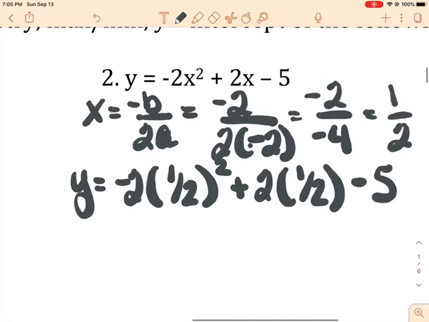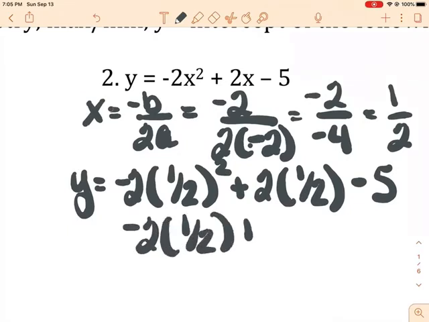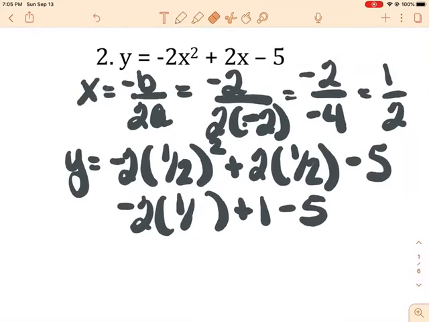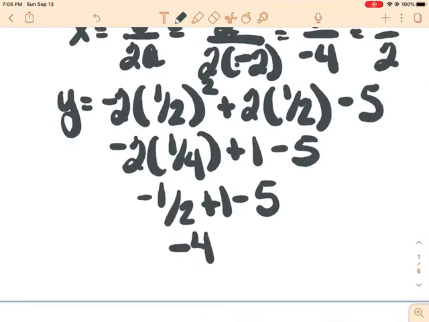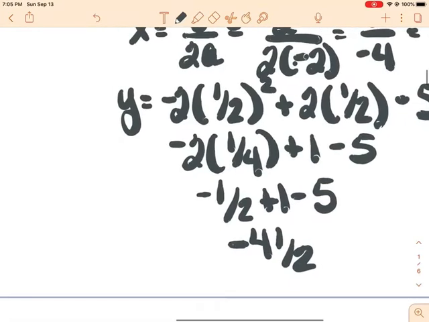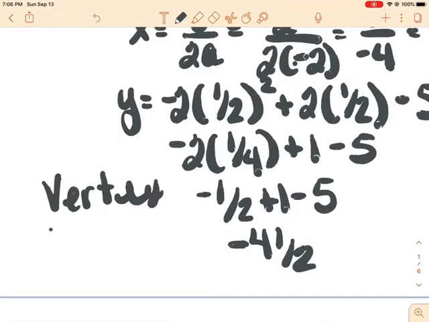Okay, so we're going to get negative 2 times 1/4 plus 1 minus 5, 1/4, not 1/2. So that's negative 1/2 plus 1 minus 5. I'm going to get negative 4.5. So our vertex is 1/2, negative 4.5.